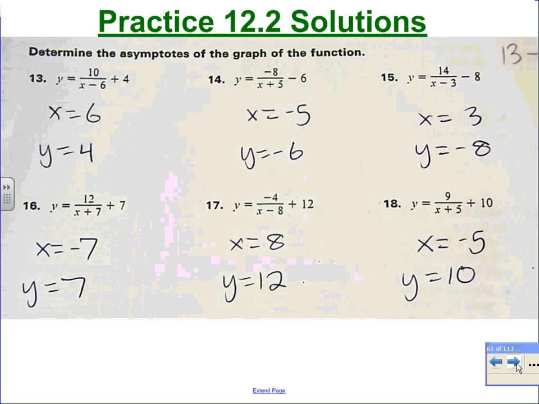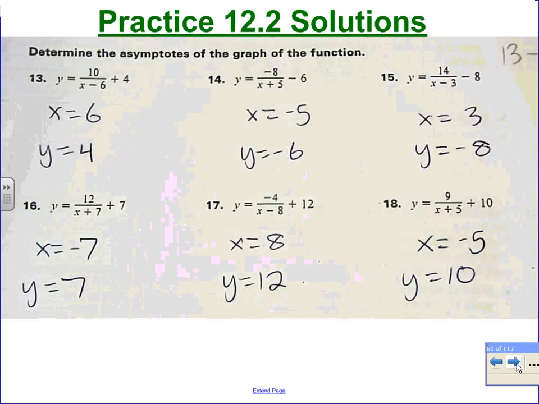I'm just going to read through them. That way we have some time to talk about long division. Number 13, I only have the asymptotes up here, so I'll also read the domain and range. So 13, x equals 6, y equals 4. Those are the asymptotes. Domain is all real numbers except 6. Range is all real numbers except 4. Number 14, x equals -5, y equals -6. Domain is all real numbers except -5. Range is all real numbers except -6.